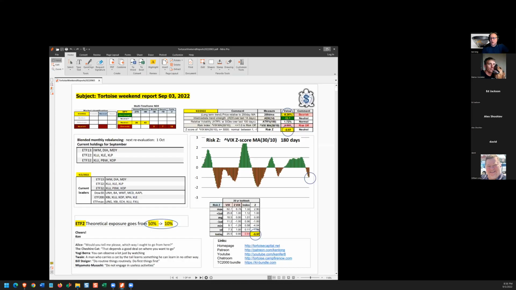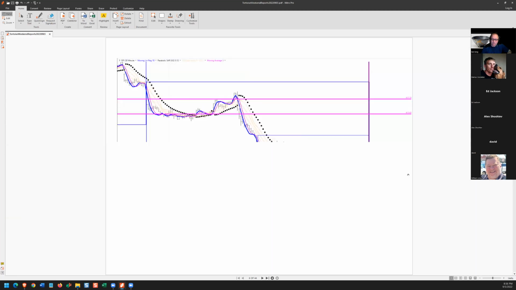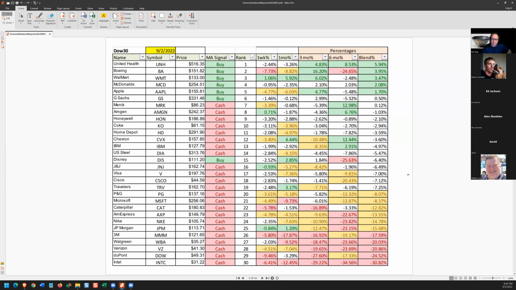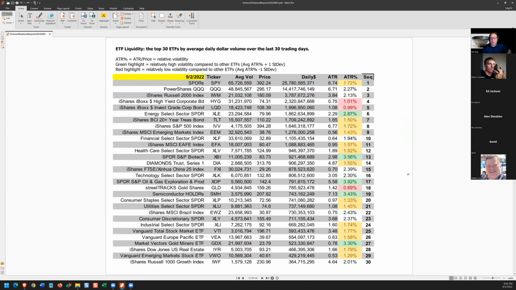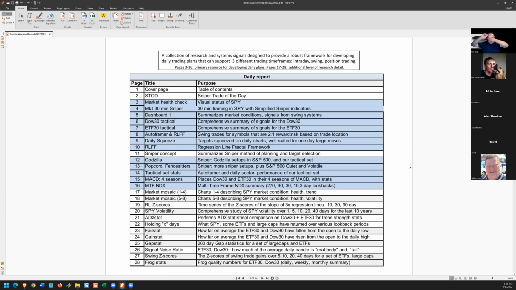All right, so I want to go straight to the daily report. I'll do the weekend report at a later date. So strap in. So this is our standard daily report, and there's a lot of pages on it. I mean, there's 28 pages.